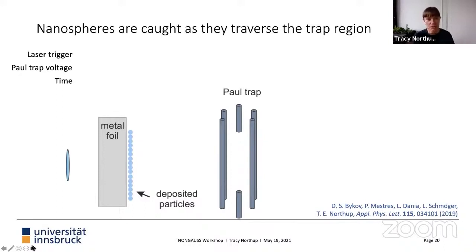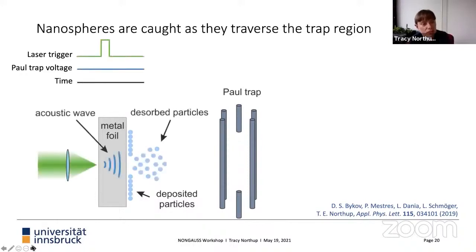But here, we're not going to create the nanoparticles only in the trap. So we need to use a different trick. We're going to turn on the trap only as the nanoparticles cross it. And that's what you're going to see here in this little animation. So here comes the acoustic wave, the particle is desorbed. And we only turn on the Paul trap once the particle's in it.